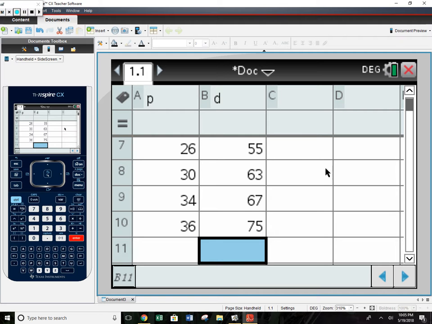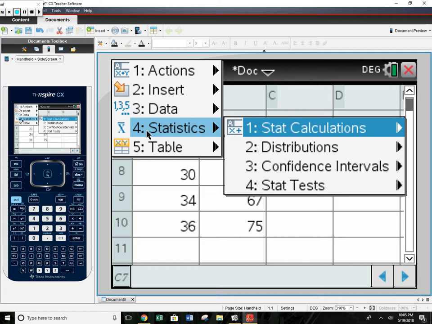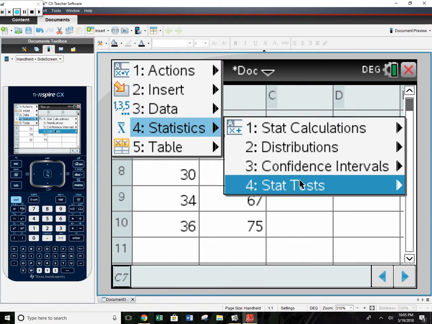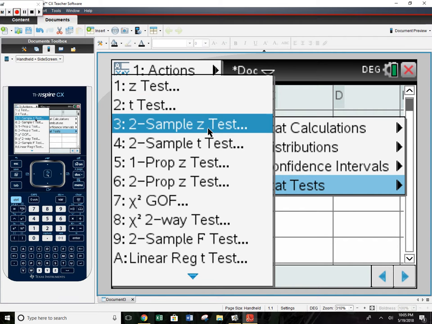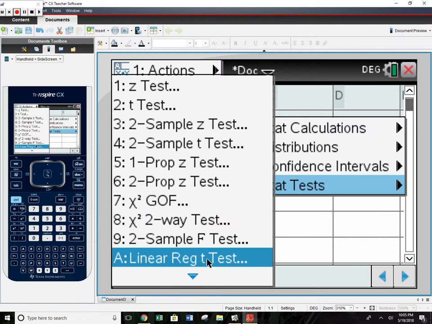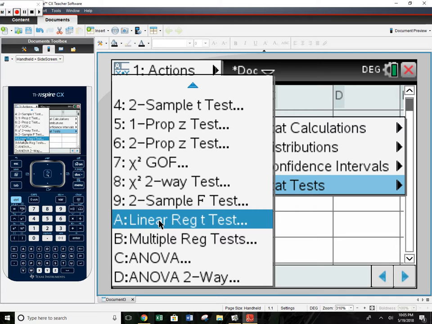Okay. Now I'm going to come over here. I'm going to go into my menu. Stats. Let's do a stat test. Now let's come into here. Let's try a linear regression t-test.